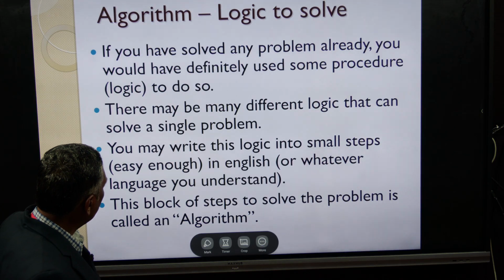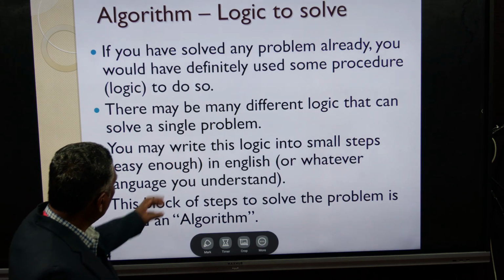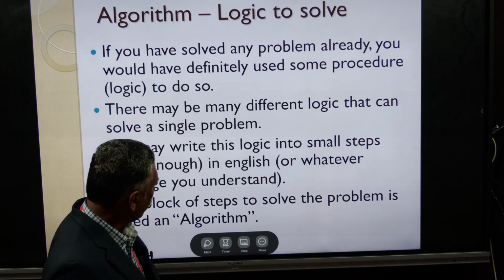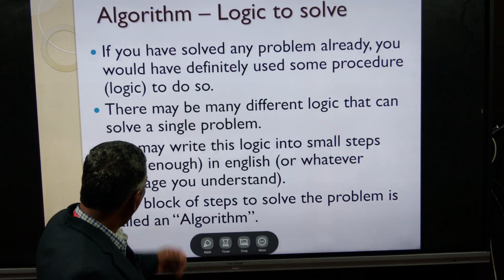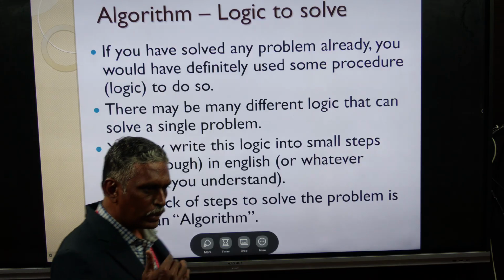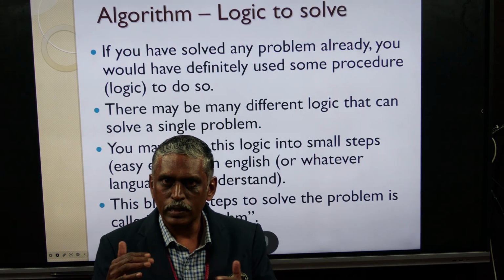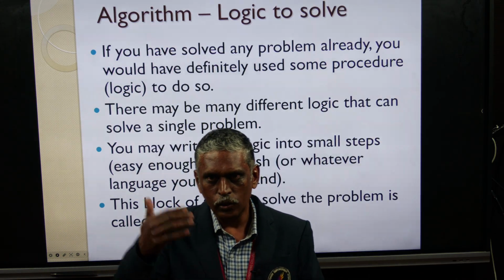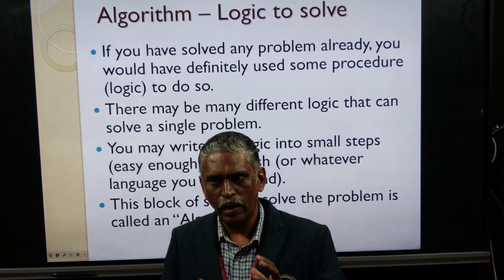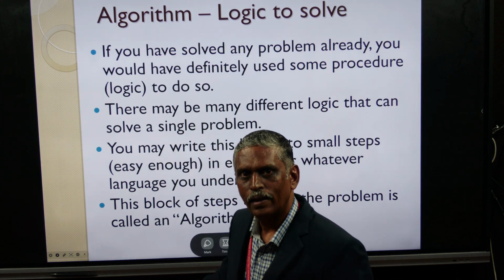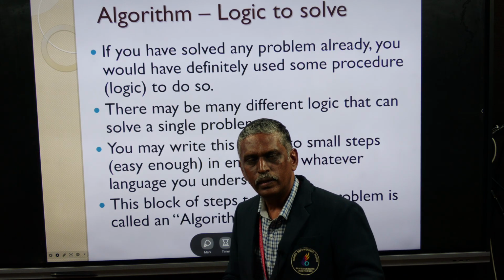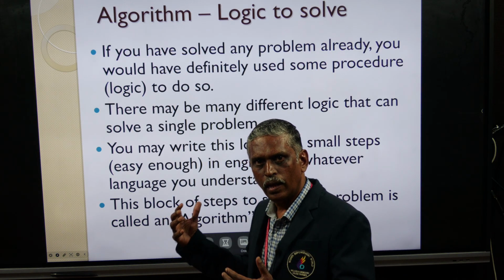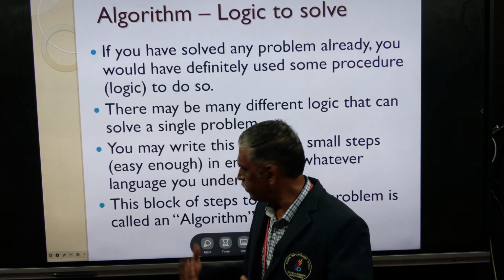You may write this logic into small steps in English. An algorithm is written using our own language, simple language, a natural language for solving the problem. We need to identify the steps. We need to find out the steps for solving the problem. We need to write them down as a procedure, and then only we can easily solve the problem. We need the blueprint. Designing the solution is called an algorithm.